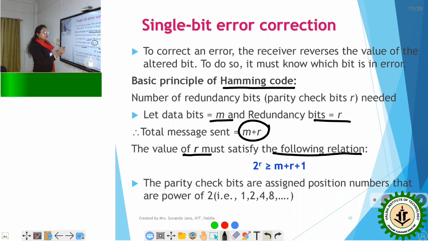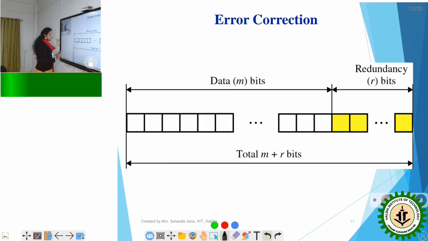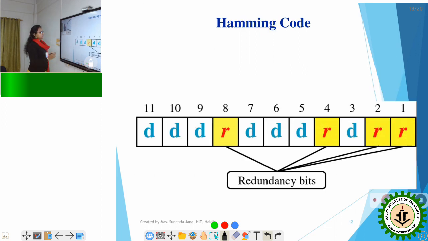And how will we add those parity bits? That means in which position will we add those parity bits? That is by considering the power of two positions. That means the parity check bits are assigned position numbers that are powers of 2. That means in the first position, second position, fourth position, eighth position, we can put those parity bits. Here you can see the pictorial representation: this is my m bits of data and r bits of redundancy added, and during transmission m plus r total bits will be transferred.